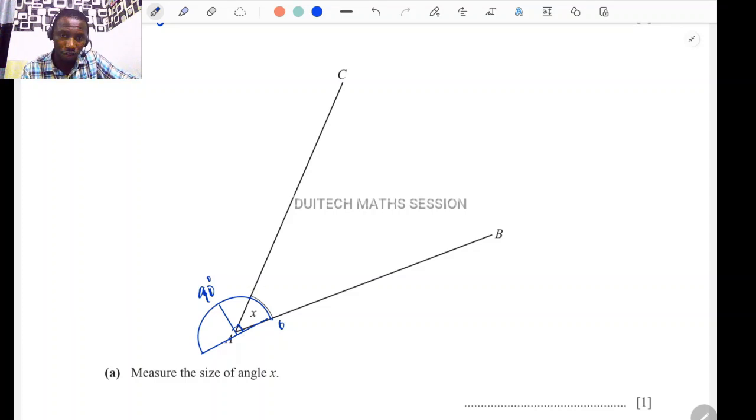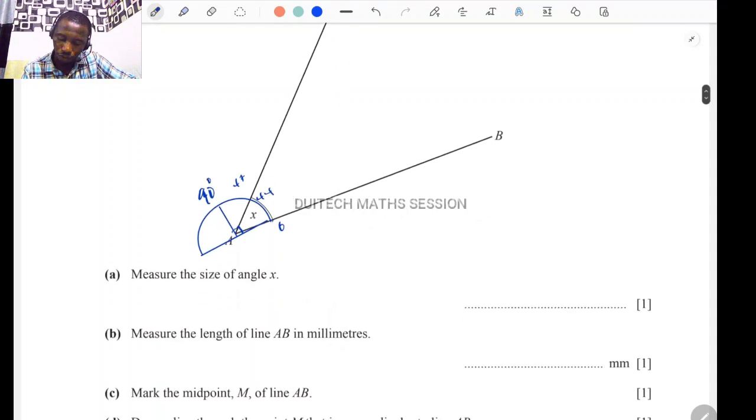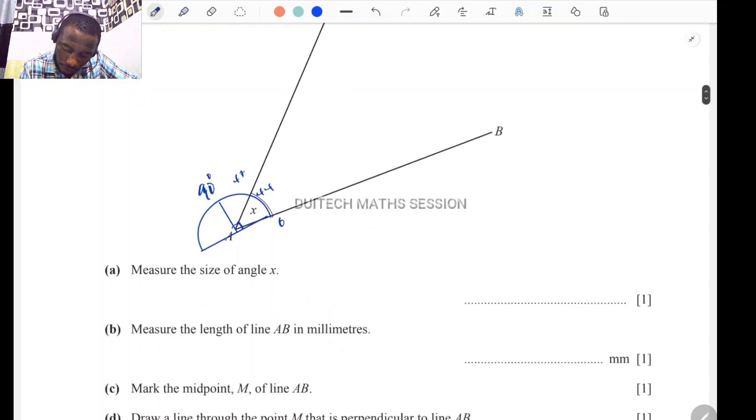I'm drawing on the screen, so I may not be able to get it exactly, but when you use a protractor, you will get the accurate answer. It should be around 44 to 47 or 48 thereabouts. From what I'm seeing here, it should be between 44 and 45, but let's assume it's 45 degrees. So we'll write 45 degrees. But when you put your protractor, you'll know exactly what x is.